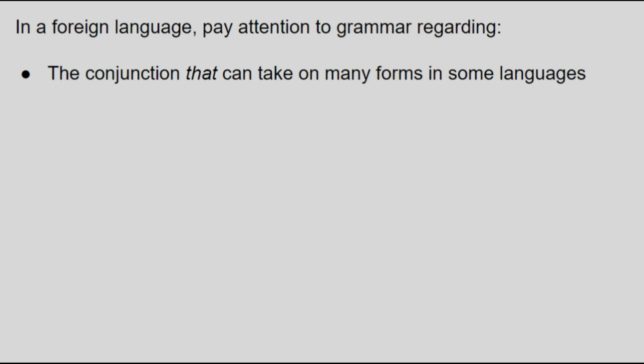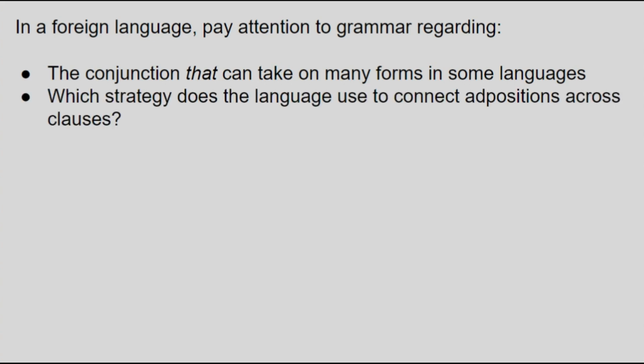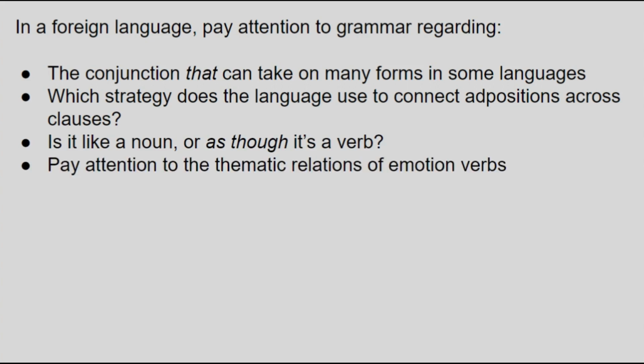To close out the video, I'll give a quick rundown of everything covered in the video. First, the conjunction that can change in certain languages based on if it's connecting whole clauses or just an object, and also based on the case and gender of said object. Also, there are 3 main ways at least that languages can choose from to connect adpositions across clauses, and you'll need to figure out which one applies to your target language. Then, the closed class forms of like can change depending on if they're with a noun phrase or a verb phrase. In addition, verbs of emotion often have differing semantic relations to their nouns due to their abstract nature.